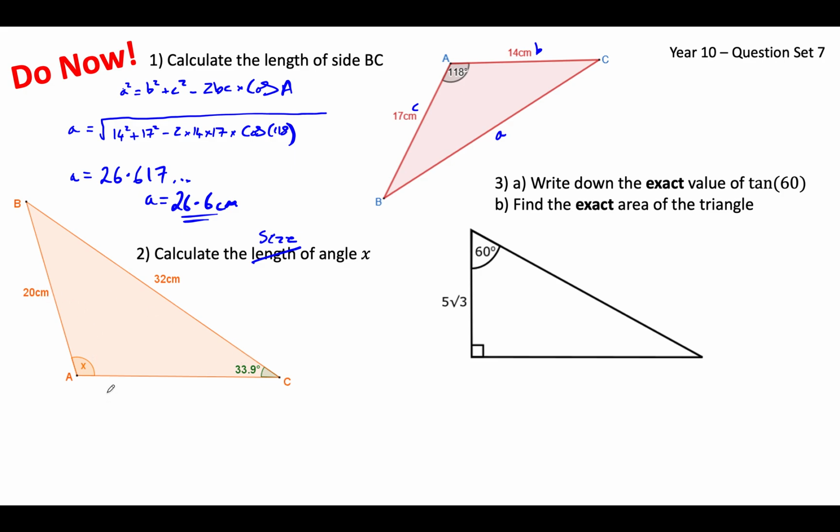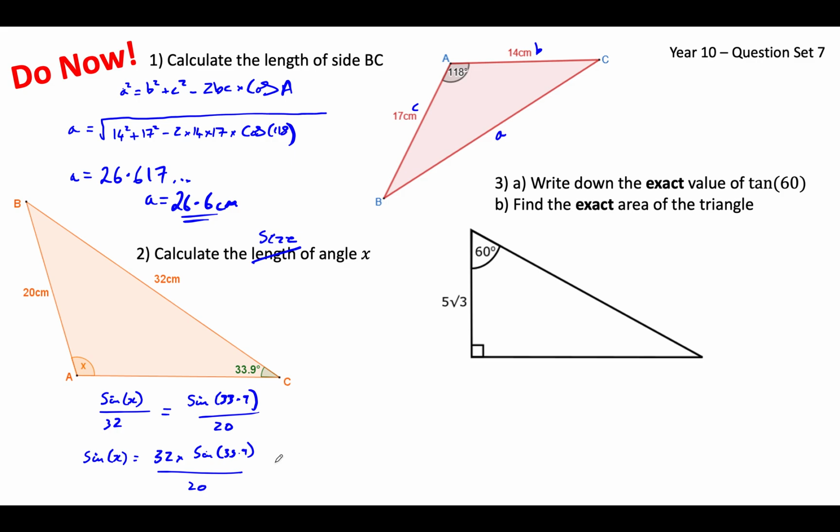So I'm going to use the sine rule, and I'm trying to find the angle x. So I'm going to put that one on top. So sine of x divided by the side opposite it, which is 32, will be the same as sine of the other angle, 33.9, divided by its opposite side, which is 20. A little bit of rearranging to do, so where are we going? Sine of x equals 32 times by sine of 33.9, all divided by 20.